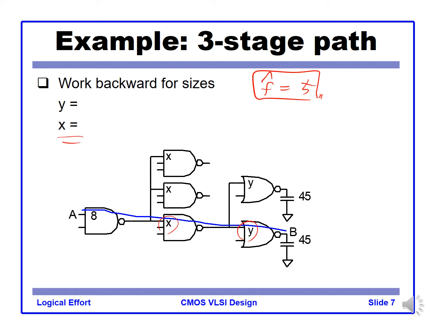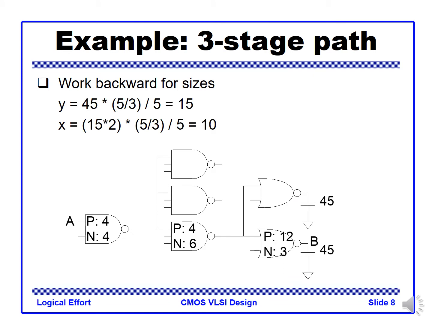Based on that, we can find that. Let me go to the next slide. So we found that f hat is 5, that is g times h, right? So c in can be found as g times c out over f hat for each stage.